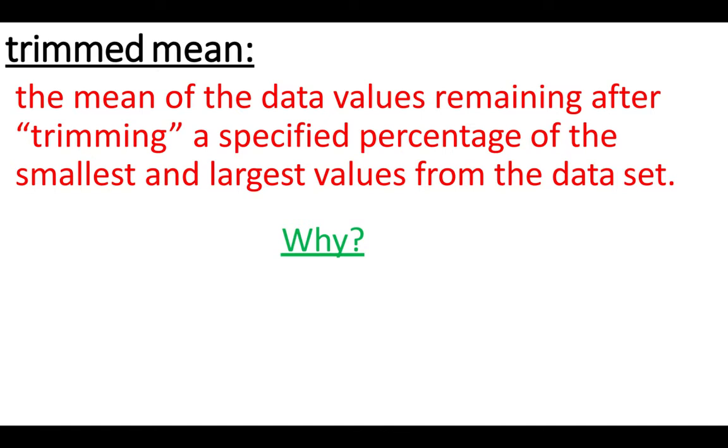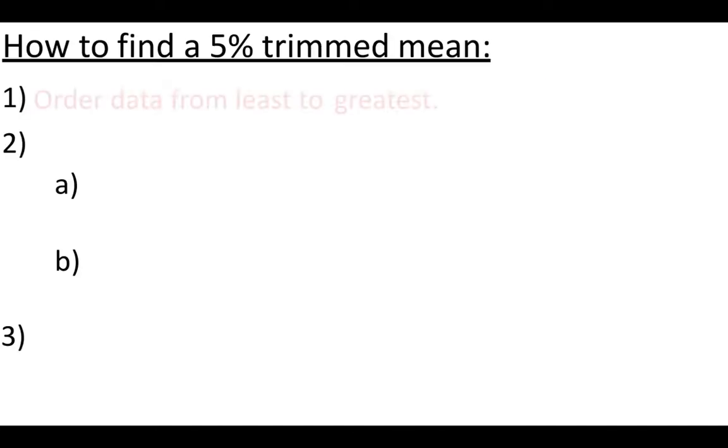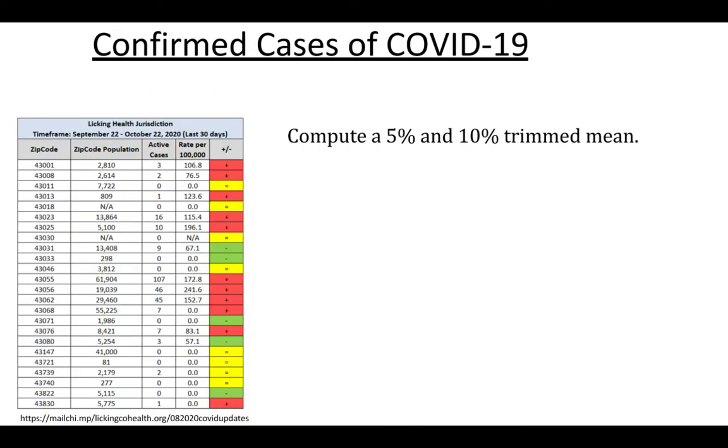And the question would be, well, why would we want to do this? Why are we going to ignore some of our data by trimming it off? We're essentially ignoring it. Well, the biggest reason why is if we have outliers. So an outlier would be an extremely big or an extremely small value that would throw off the average of the rest.